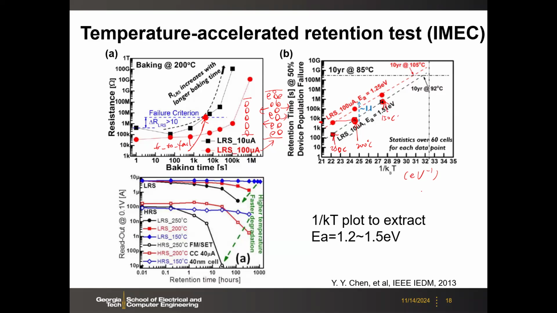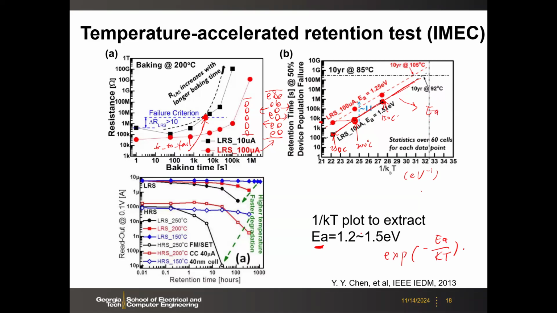And then you draw the straight line because you are assuming this failure is driven by this thermal process, which is governed by the Arrhenius law, 1 over KT. So the slope will give you the activation energy, EA, because you have this kind of equation, right, for any thermal process. So this slope gives you the activation energy.